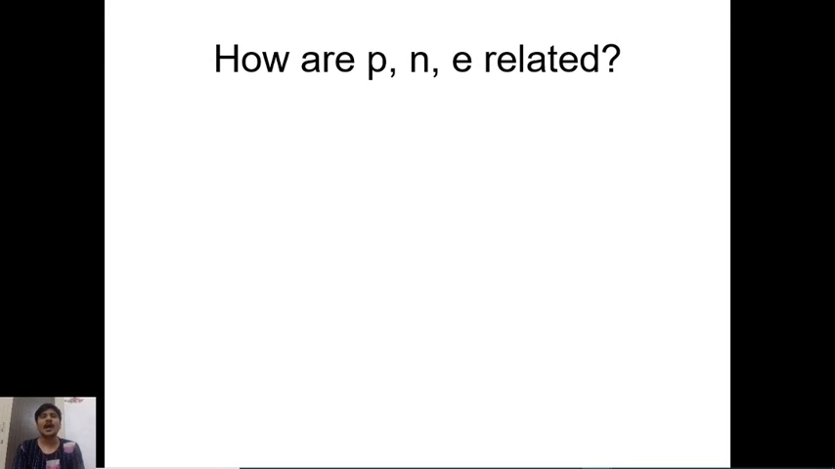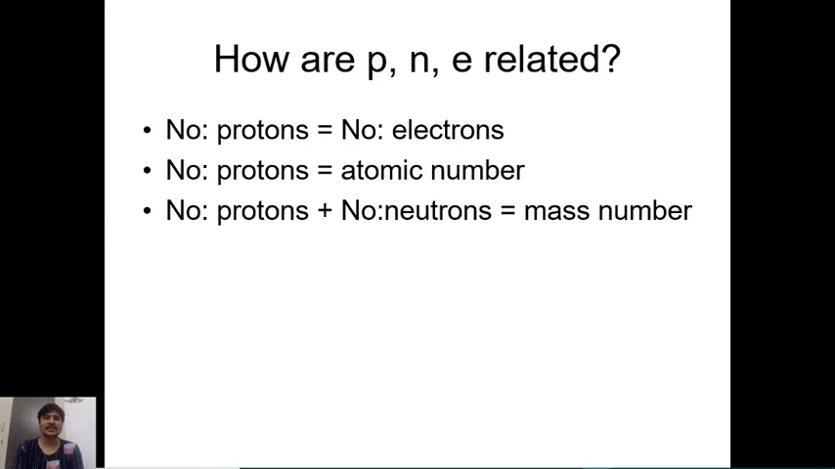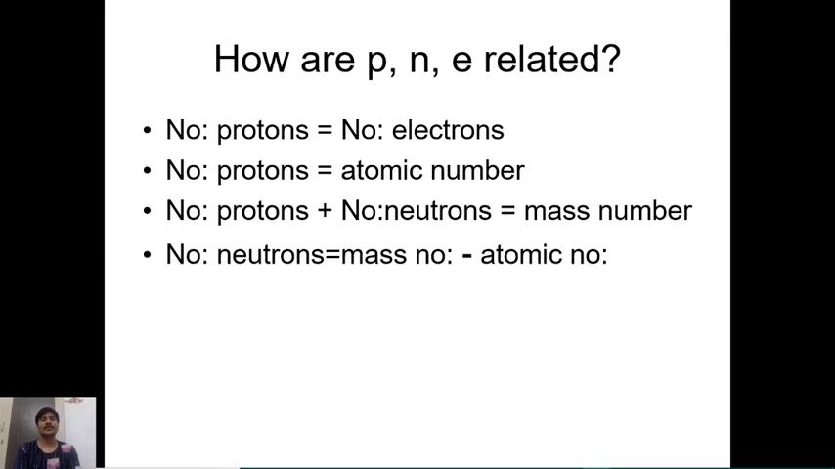Now, how are proton, neutron, and electron related to each other? The number of protons is equal to the number of electrons. The number of protons is equal to the atomic number. The number of protons plus the number of neutrons is equal to the mass number. This is a particular relationship given in theories. Then the number of neutrons is equal to the mass number minus the atomic number, which is just a rearrangement.